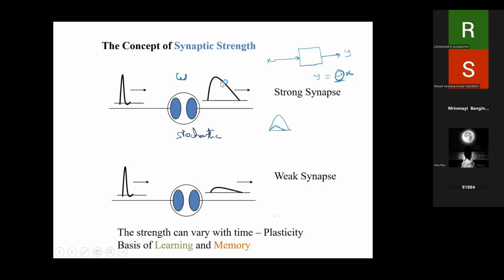And if the size is big, then you call it a strong synapse. If the input is the same and the response is much stronger, you call it a strong synapse. Whereas if the size of the PSP is small, you call it a weak synapse. So this gives us the concept of the strength of a synapse. This strength varies with time, and it can vary as a function of learning. That variability in synaptic strength is called plasticity or neuroplasticity. The brain is able to learn information because of this neuroplasticity.